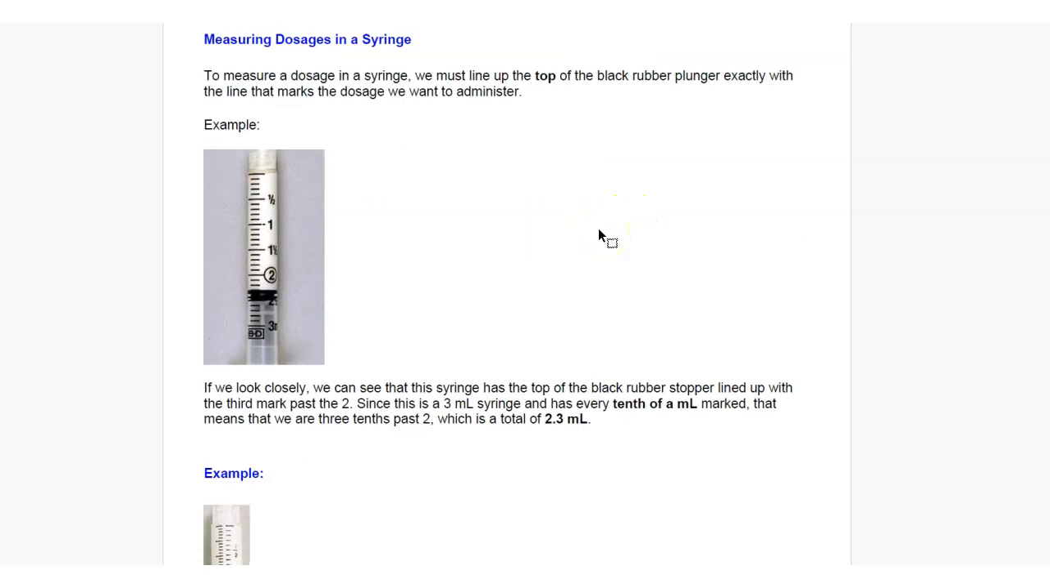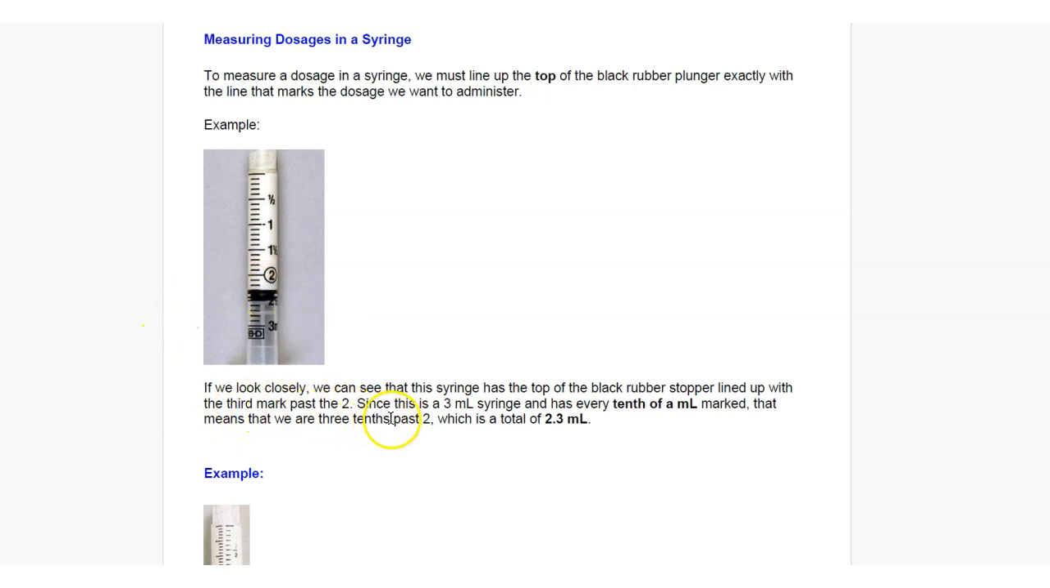So to measure a dosage in a syringe, we must line up the top of the black rubber plunger exactly with the line that marks the dosage we want to administer. So this is an example, right? When you're looking at this, make sure that you're not using the bottom one, but it should be this top line over here, and that's what should be in line with the amount of medication that you need.